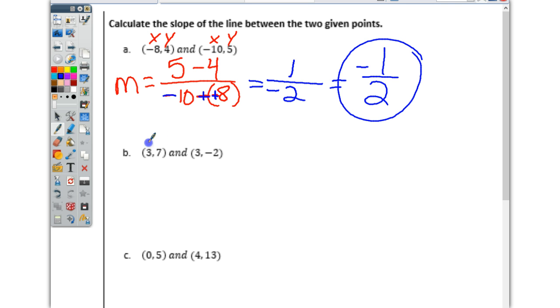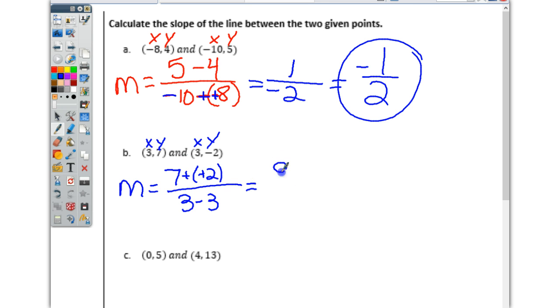All right, let's do this one. Slope equals, let's do this one first, 7 minus a minus 2, all over 3 minus 3. What do I get for my numerator answer here? What is 7 minus a minus 2? 9. Blurt it out. 9. Because this turns into plus 2, so I get a 9 for my numerator.